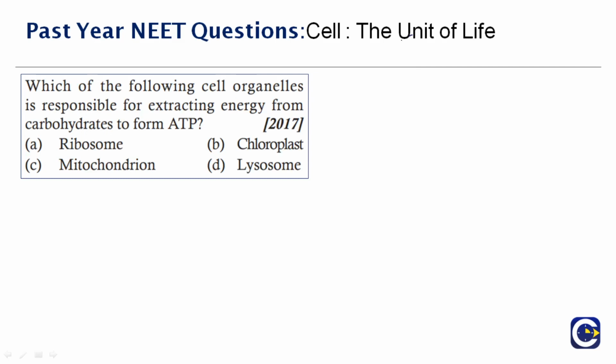This question was asked in the year 2017. Let's read it here. Which one of the following cell organelles is responsible for extracting energy from carbohydrates to form ATP? What is the full form of ATP? Adenosine triphosphate. So what does this ATP do? Adenosine triphosphate is an organic chemical that provides energy to drive many processes in our life. We have already spoken about this.